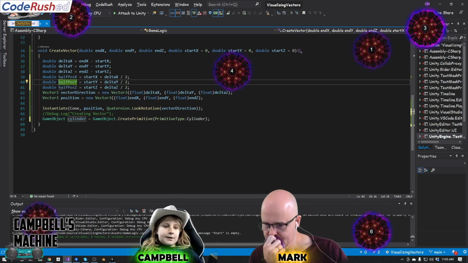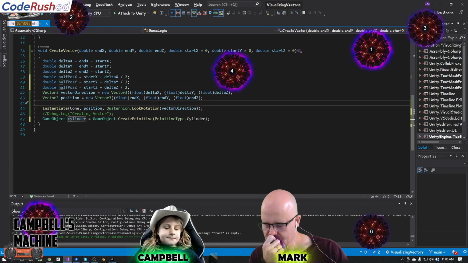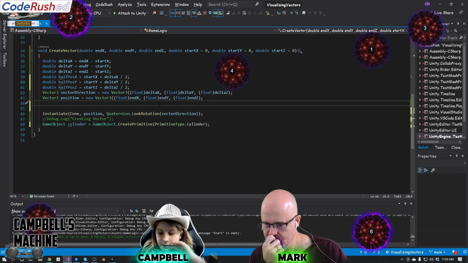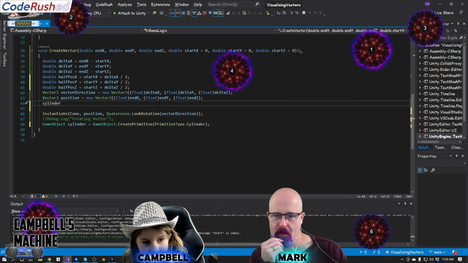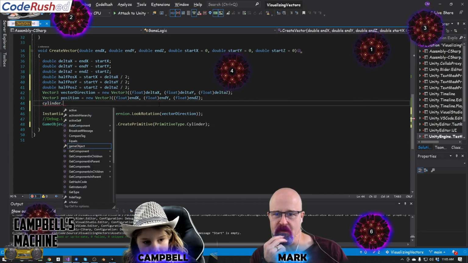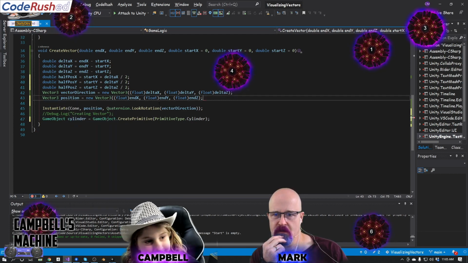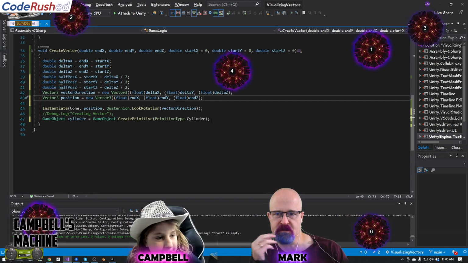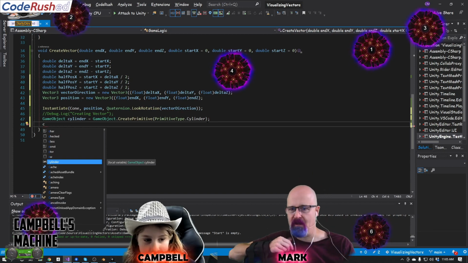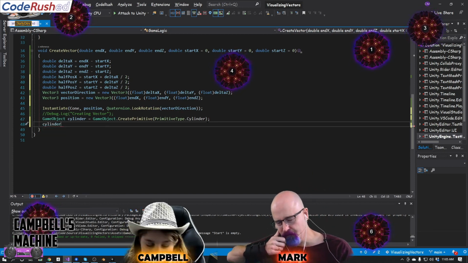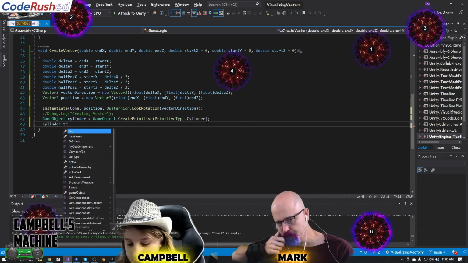Okay. No, it's got to be after you've declared it, though. Oh, right. Oopsies. Because the program doesn't see it. The C# compiler doesn't see it until after you've declared it. There you go. Dot transform.